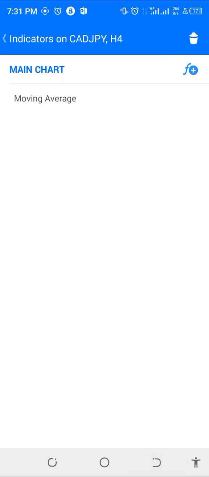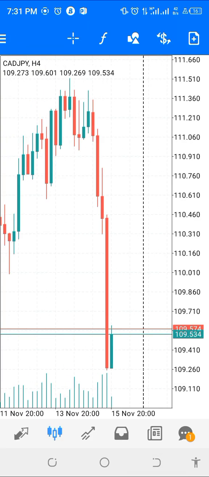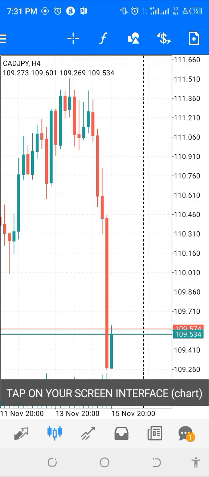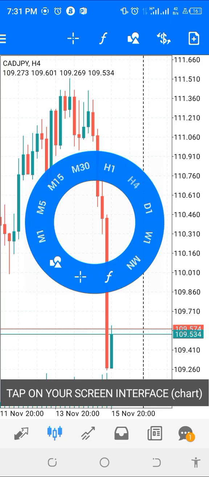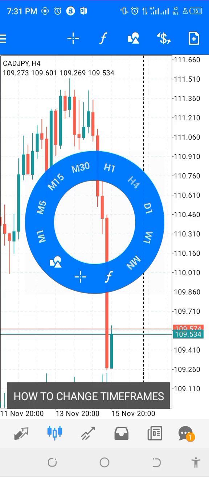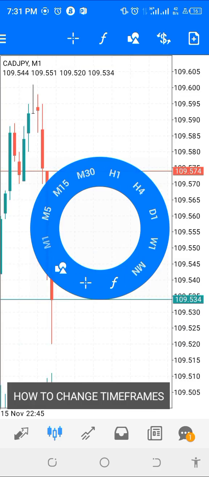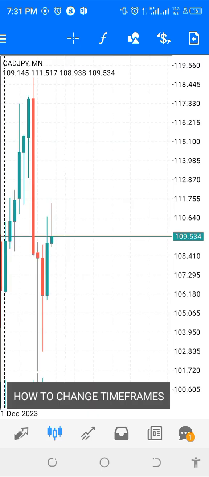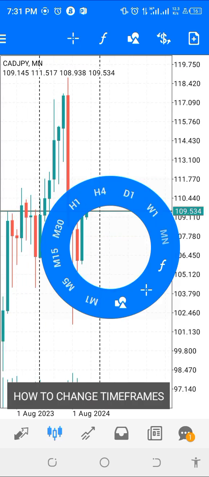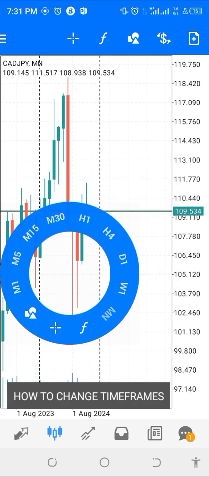Let me remove the indicator, the moving average. Now the other way you can also operate this is by clicking on the screen surface. When you tap on your screen surface, it will come up with this option. Now you can see this is our time frame. So let's start with the 1 minute, but most of the time we'll start from the monthly time frame. It's like top down analysis.